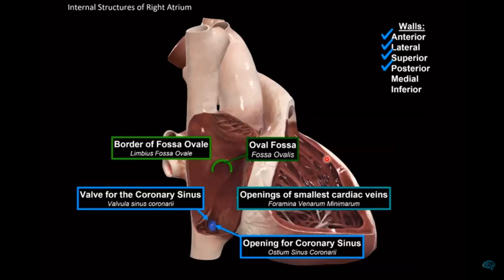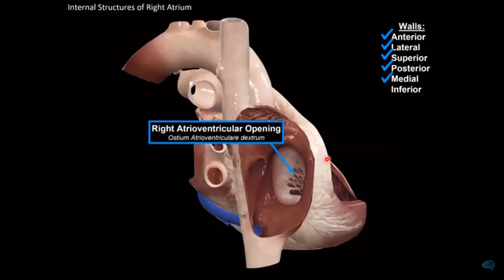Okay, so now let's do the middle wall. So in the middle wall, you just have the oval fossa. Remember, the middle wall is made up of the septum between the right and the left atrium and called the intraatrial septum. On this septum you will find the oval fossa.